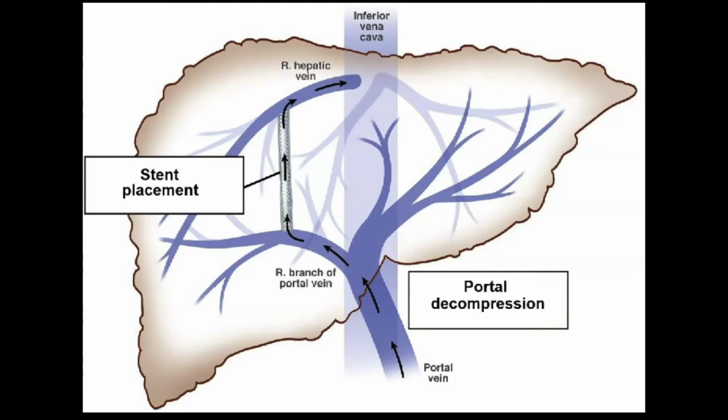Another possibility that we could do here is to put a stent in across the portal vein and the hepatic vein. That'll take some of the pressure off of some of those. This is portal decompression. So this is a possibility for some of our patients who have esophageal varices in order to try to control the bleeding that occurs with them.